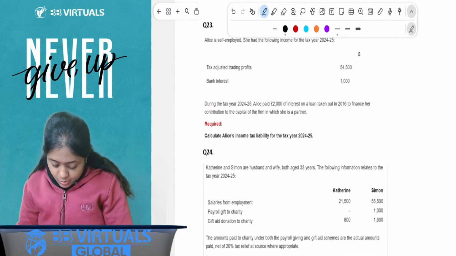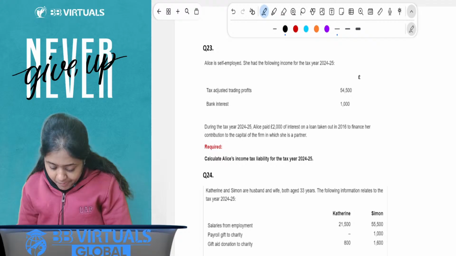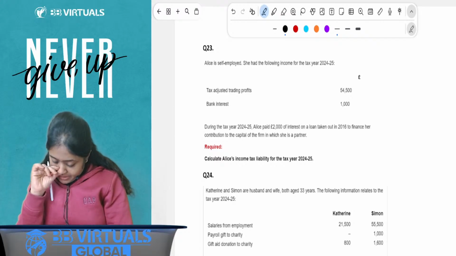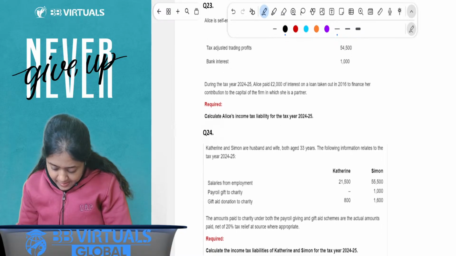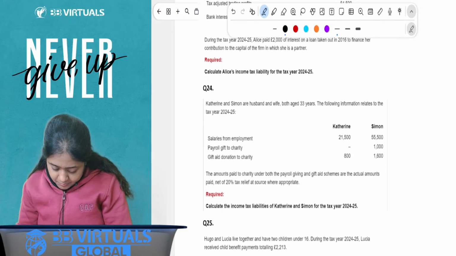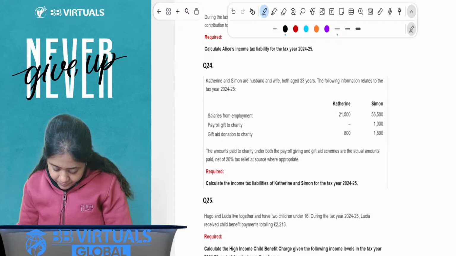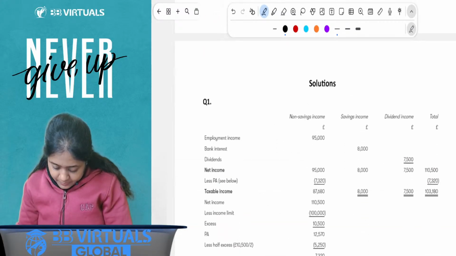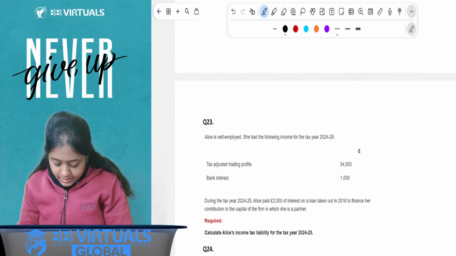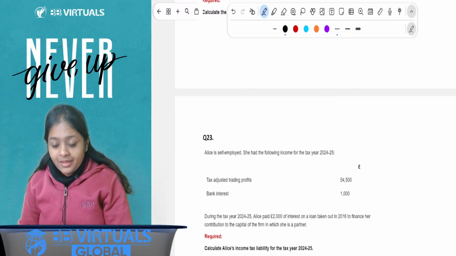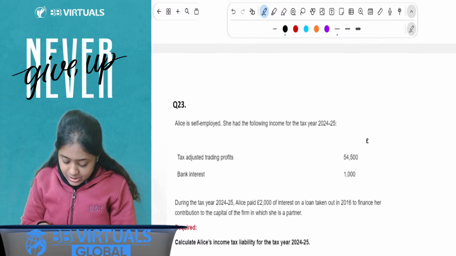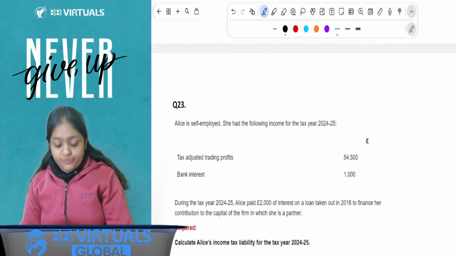And take up a question on qualifying interest relief. So I'll take question number 23, the last question for today. Now let's look at this question and we will understand the qualifying interest relief from this.